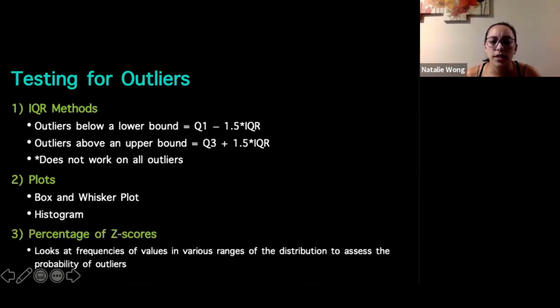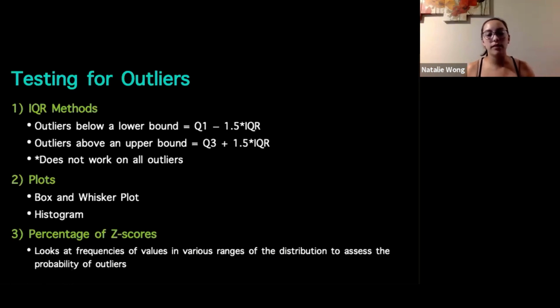You can also use percentages of z-scores, which we don't use in this class, but that is another method for testing outliers that looks at frequencies of values in various ranges of the distribution, kind of similar to the IQR method, but you're looking at the percentage of z-scores in terms of percentiles. I think that way is a little bit more complicated, so we don't talk about it.